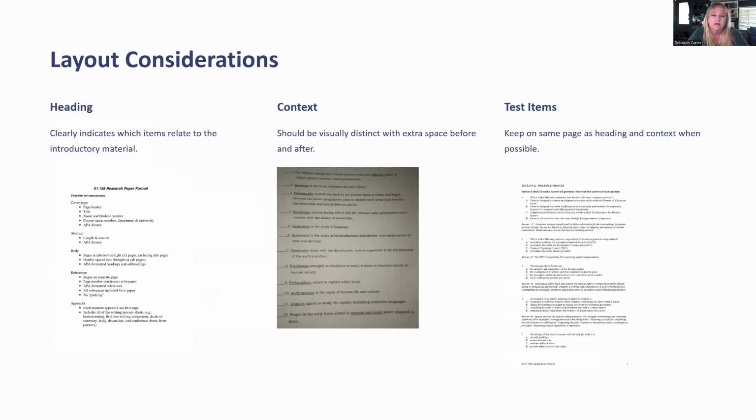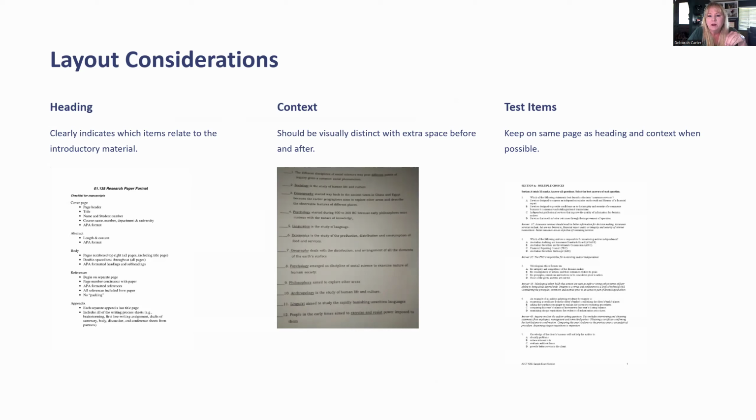Layout considerations of context-dependent items. Make sure you use a clear heading. Use distinctive formatting. Numbers are consecutive. Context should be visually distinct. Make sure there's extra space before and after each question.